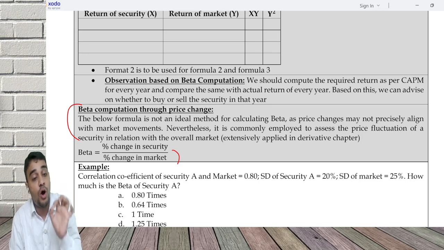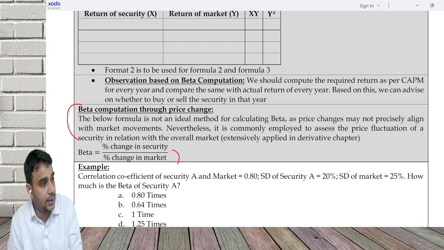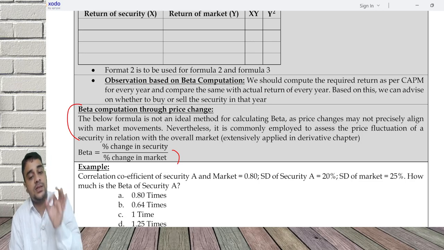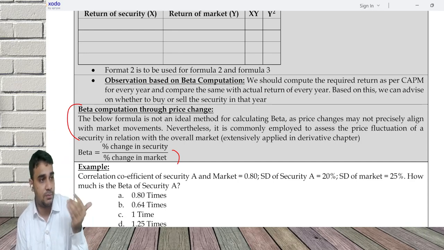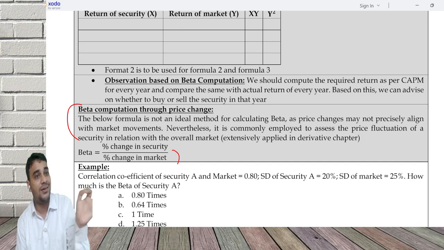The below formula is not an ideal method for calculating beta, as price changes may not precisely align with market movement. Nevertheless, it is commonly employed to assess the price fluctuation of a security in relation to the overall market, extensively applied in derivatives. In derivative chapter, I'll extensively use this formula. It will say market went up by 10%. Our security has beta of 0.8. Our security went up by 8%. Market 10, ours is 8. So that relationship will be used. Beta is equal to percentage change in security divided by percentage change in market.